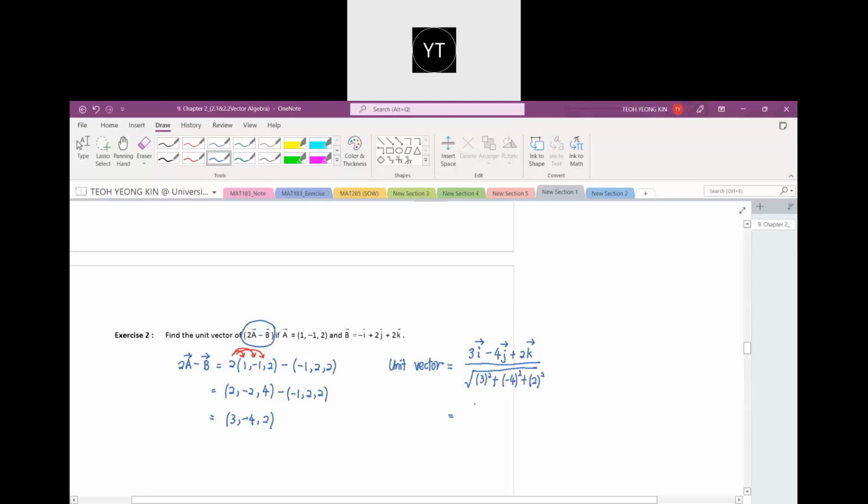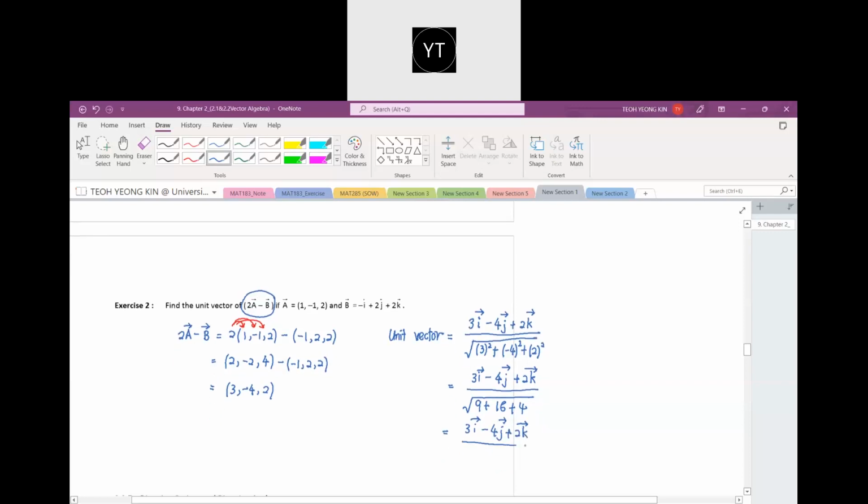So 3i minus 4j plus 2k, divided by 3 squared is 9, negative 4 squared is 16, 2 squared is 4. So here is 3i minus 4j plus 2k, divided by 9 plus 16 plus 4, which will become 29.